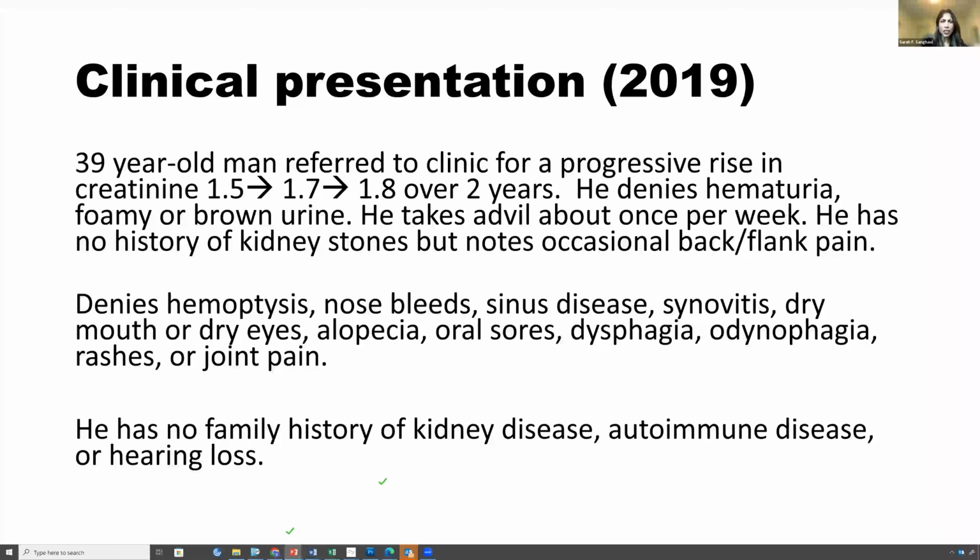He didn't notice any hematuria or foamy or brown urine. He does take Advil about once per week, no kidney stones, but did note some occasional back and flank pain. Didn't have really much in the way of systemic symptoms, so no hemoptysis, nosebleed, sinus disease, synovitis. I won't read all the rest of them, but really nothing else to guide us into one particular diagnosis. He had no family history of kidney disease, autoimmune disease, or hearing loss.